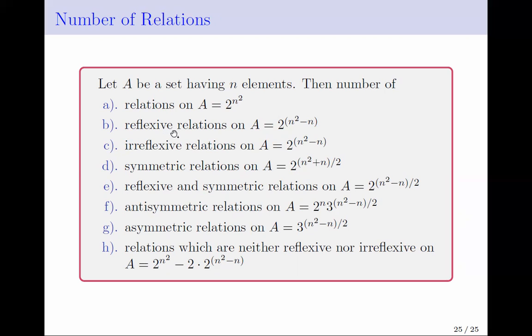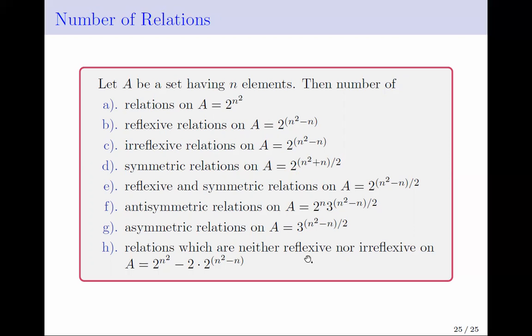The number of reflexive relations on A is 2 raised to n squared minus n. Irreflexive relations on A is the same, 2 raised to n squared minus n. Symmetric relations on A is 2 raised to (n squared plus n) by 2. Reflexive and symmetric relations on A is 2 raised to (n squared minus n) by 2. Antisymmetric relations on A is 2 raised to n into 3 raised to (n squared minus n) by 2. Asymmetric means not symmetric, opposite of symmetric. Asymmetric relations on A is 3 raised to (n squared minus n) by 2.